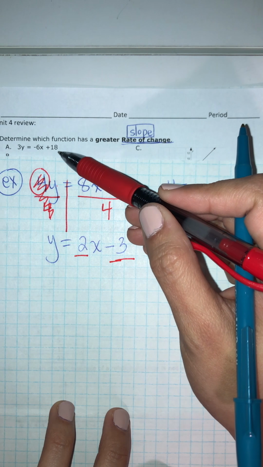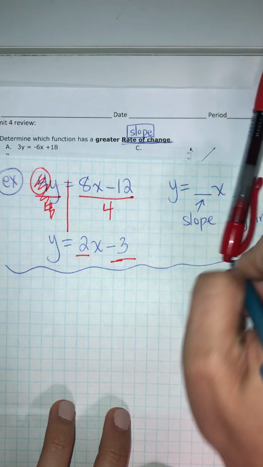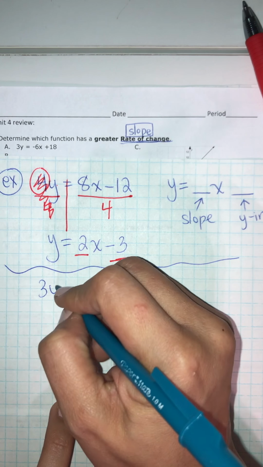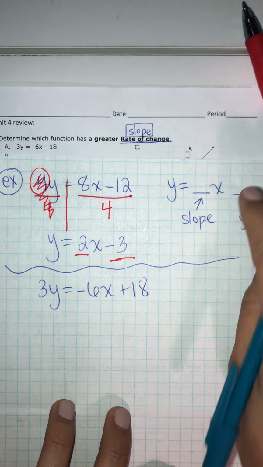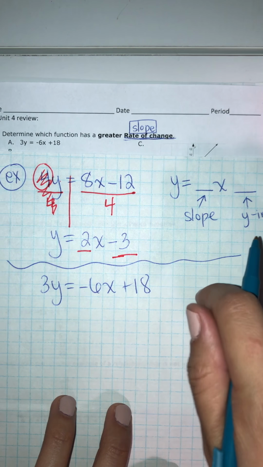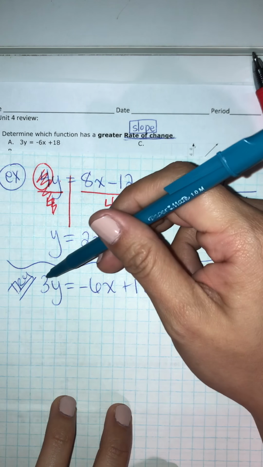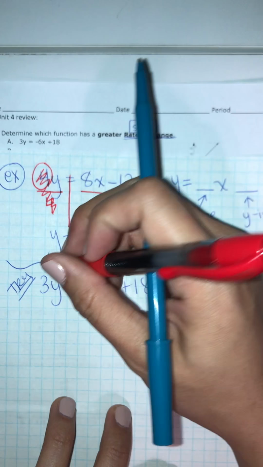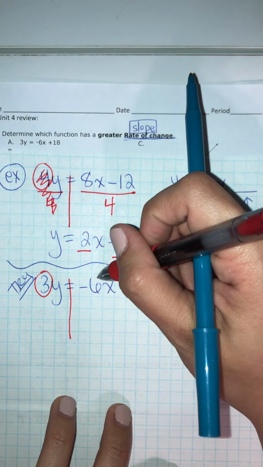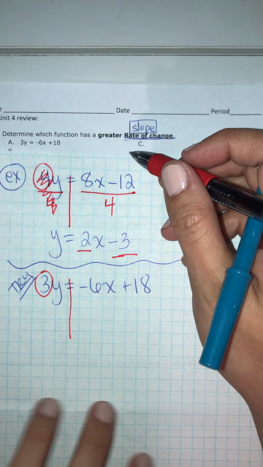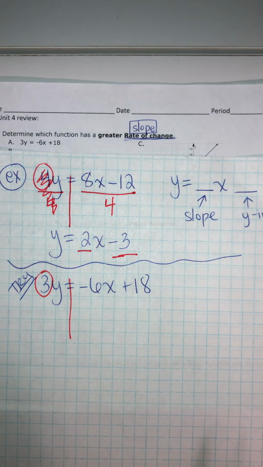So looking at problem A, where you have 3y equals negative 6x plus 18. Try this one on your paper. Get rid of that 3. And then find out what the rate of change is. Go ahead and try it.